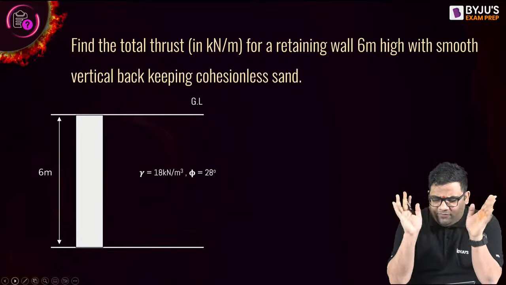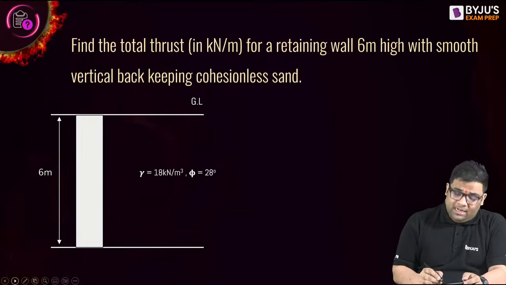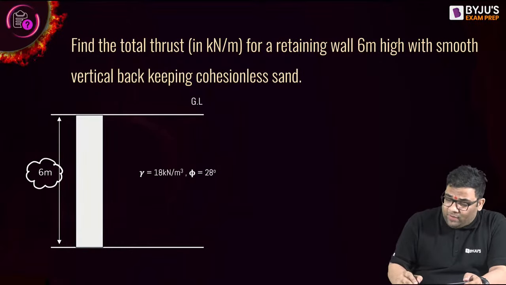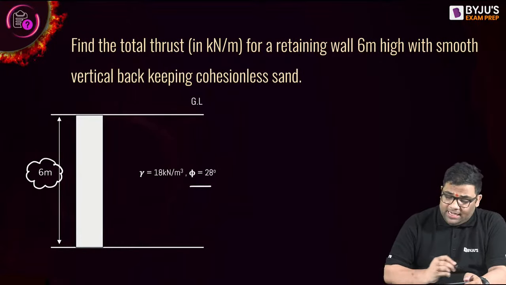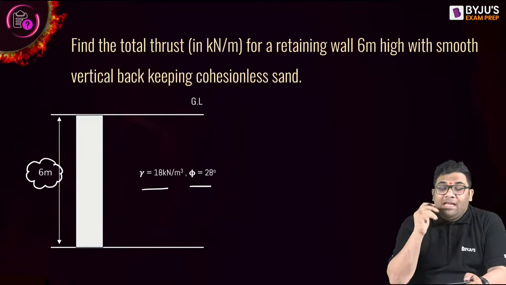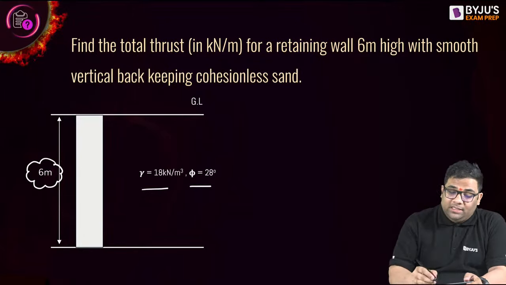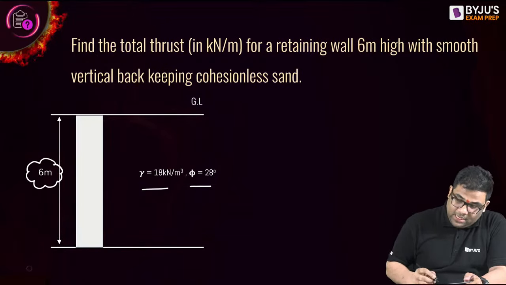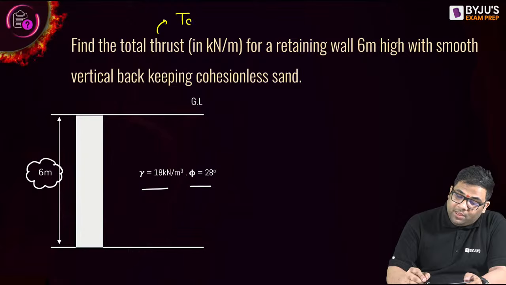Okay? So first you can see that a soil layer is given, backfill is given, behind this retaining wall, and you can see that 6 meter is the height of the wall. And phi is given 28 degree, and gamma is given 18 kilonewton per meter cube. And we have to find out the total thrust, or I can say total thrust means total force. I'm asked the total active force.